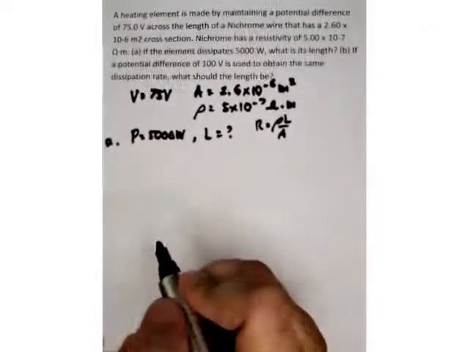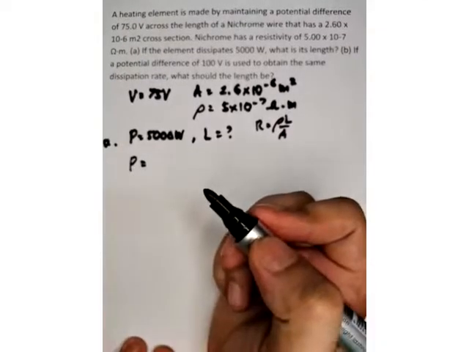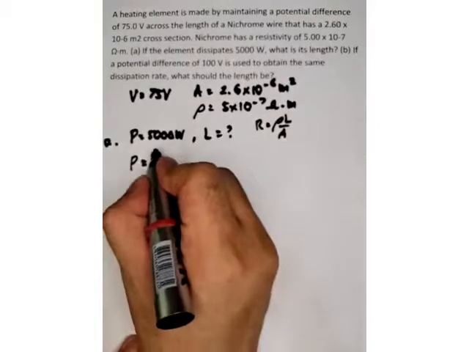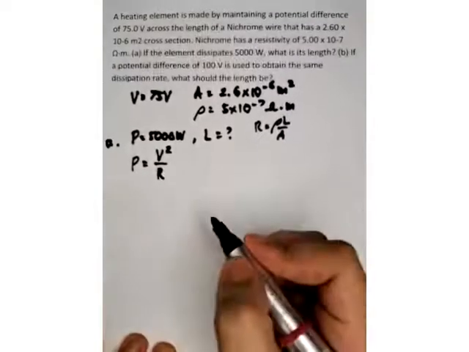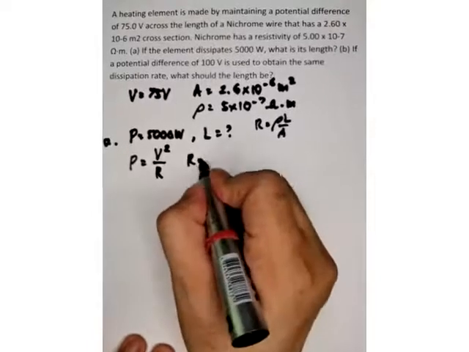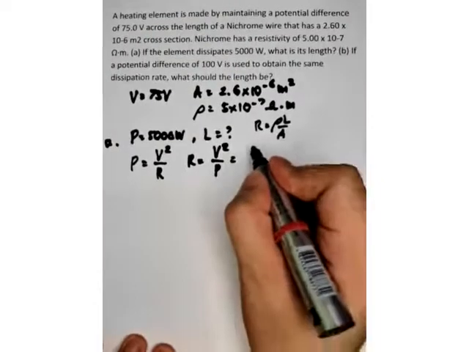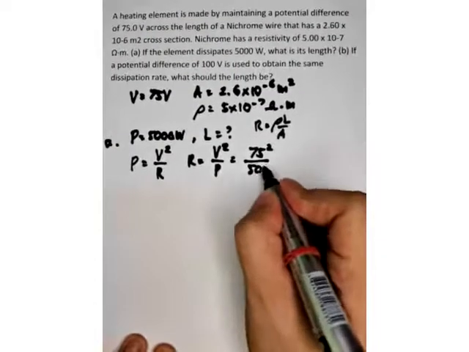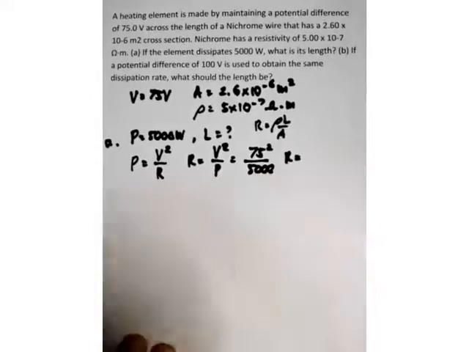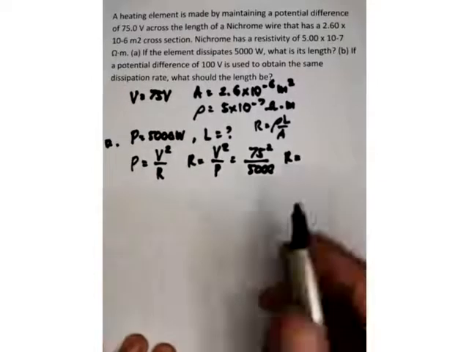So what's the relation of power with voltage and resistance? That's P is equal to V squared over R. Okay, so that means R is equal to V squared over P. And that is 75 squared over 5,000. So what is the resistance? It's 1.125 ohms.